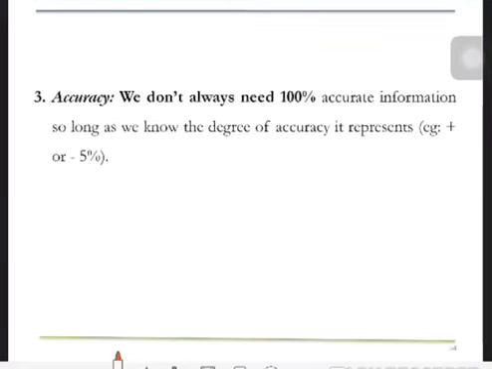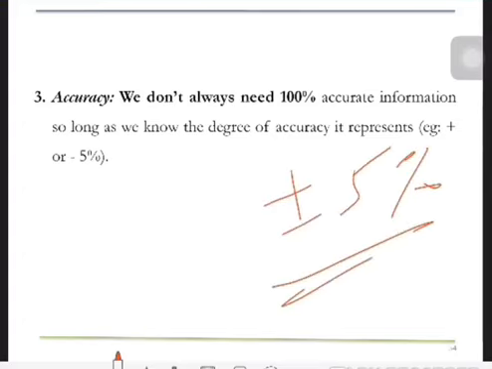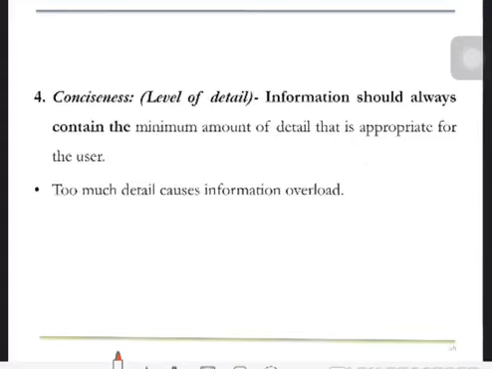Third, accuracy. It should be correct as much as possible. We don't always need 100% accurate information so long as we know the degree of accuracy it represents. For example, plus or minus 5% ይባላል። ያ ማለት 5% ኤረር ሊሰራ ይችላል በኢንፎርሜሽን but as much as possible 95% ግን ኮሬክት የሆነ ኢንፎርሜሽን መሆን አለበት። Conciseness or level of detail.